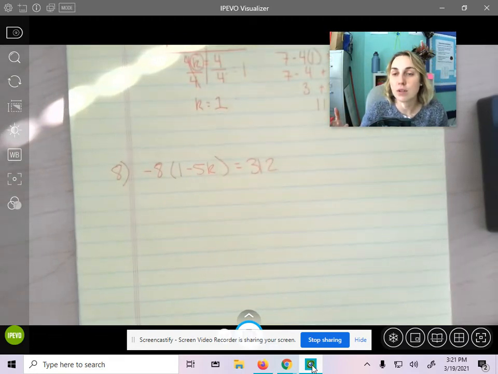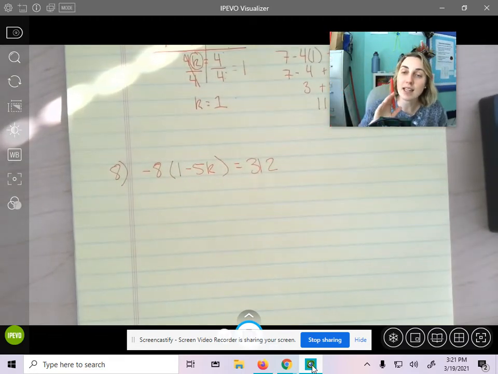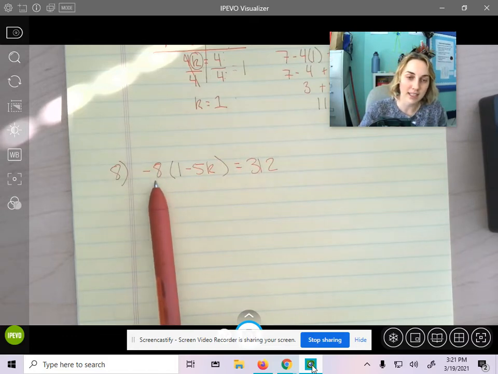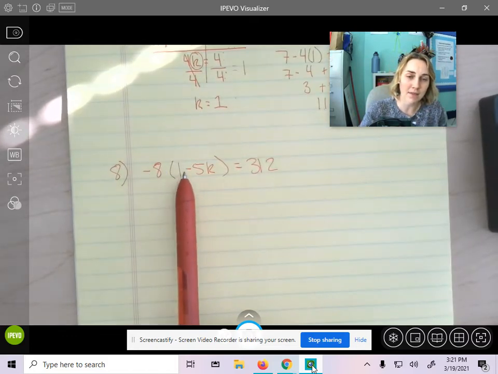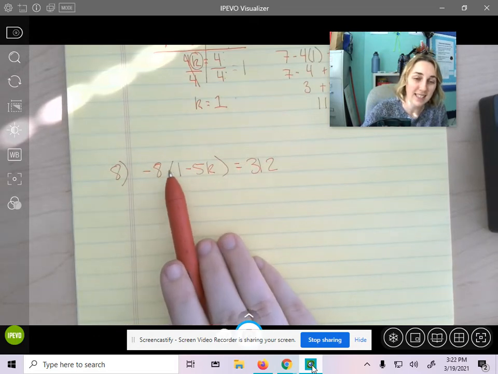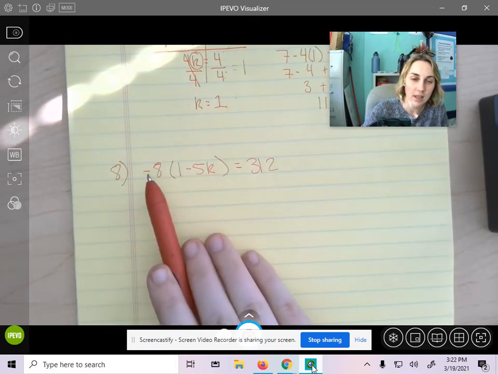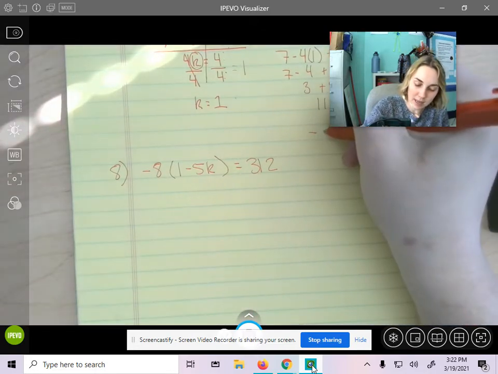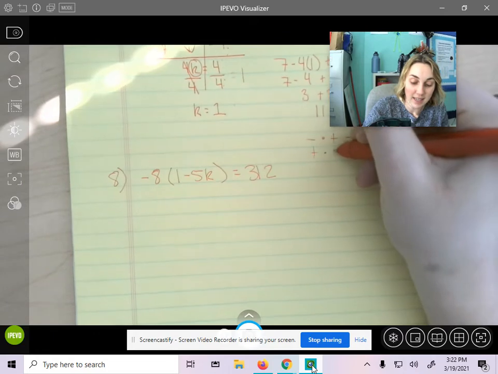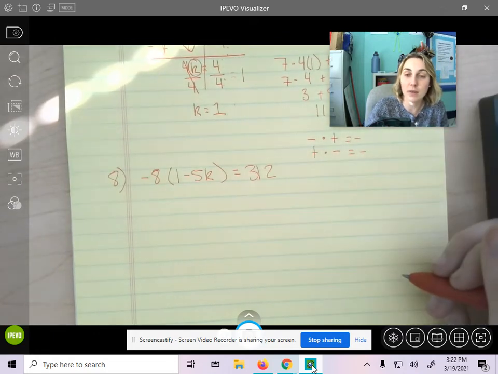Same thing here. When you're using the distributive property, you have to take that outside number and multiply it by everything inside of the parentheses. So we're taking this outside number and we're going to multiply it by everything on the inside. So what we have here is a negative 8 times a positive 1. Remember, a negative times a positive is always going to give you a negative answer, or a positive times a negative is always going to give you a negative answer as well.